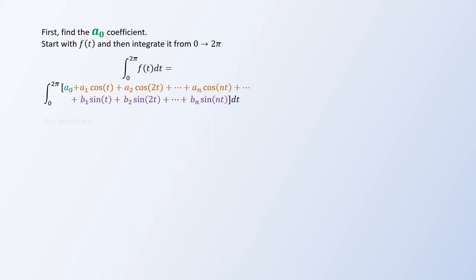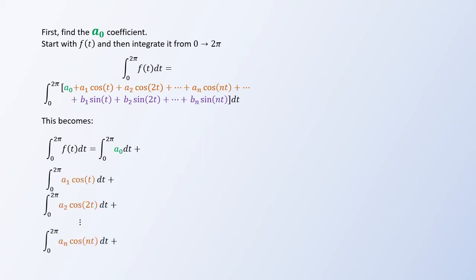Well, first of all, notice this. You have that constant term there, and that's going to be easy to integrate because it's just a constant. So we'll get 0 to 2 pi. The integral of that's going to be a0 t from 0 to 2 pi. We'll look at that in just a second. Then we're going to have all of the cosine terms. We're separating them out because remember that the integral of a sum is the sum of the integrals. And likewise, of course, we have all of the sine terms.